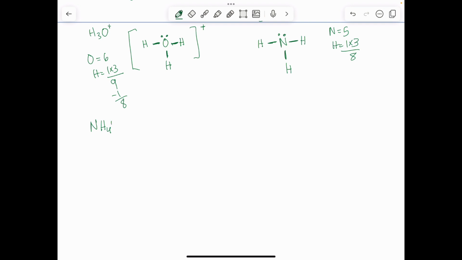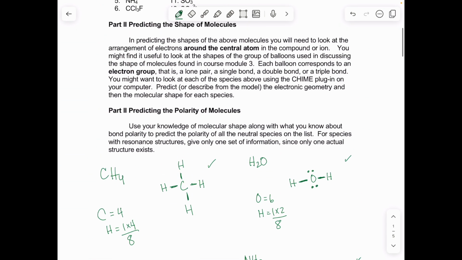NH4 plus, nitrogen in the center, 4 hydrogens attached, brackets and a plus sign. Nitrogen has 5, each hydrogen has 1, for 9, but I subtract 1 for the charge. 2, 4, 6, 8. There's the Lewis structure for NH4 plus.